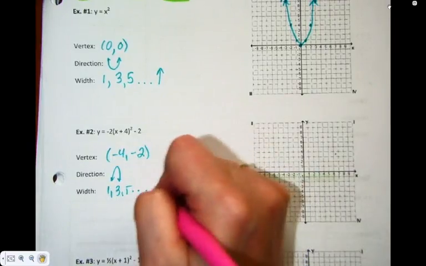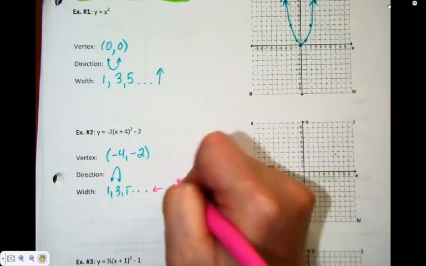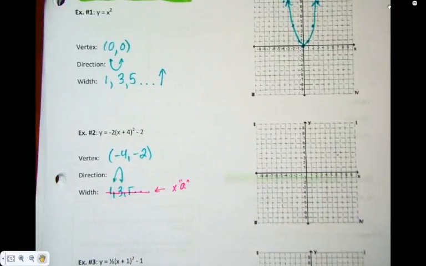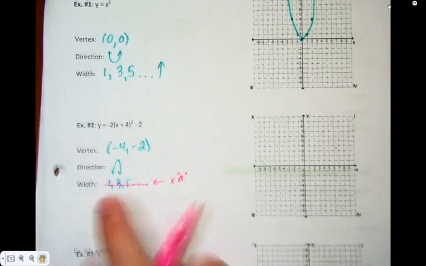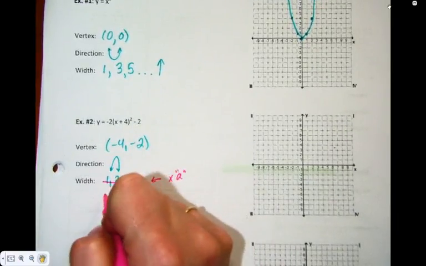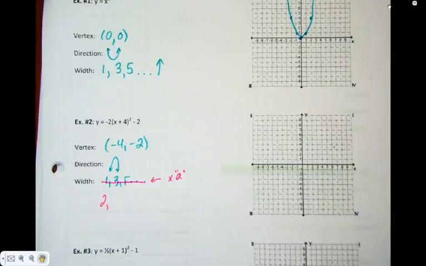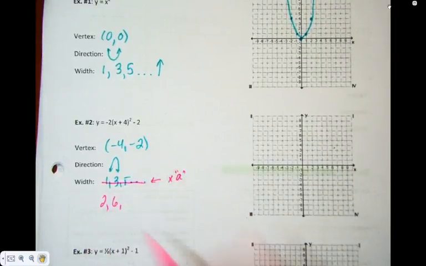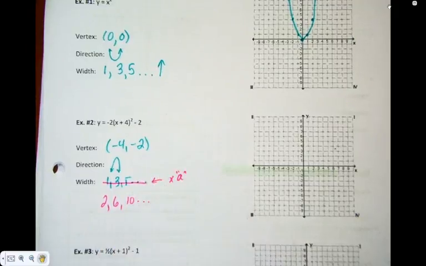And all I'm going to do is multiply by whatever the a value is in front of that parabola. So I'm going to multiply the width. Because I have an a value of 2 for this one, I'm not going to have 1, 3, 5. I'm going to have 1 times 2 is 2. 6, oh, I just told you the answer. Shoot. 3 times 2 is? 5 times 2 is? Dot, dot, dot.